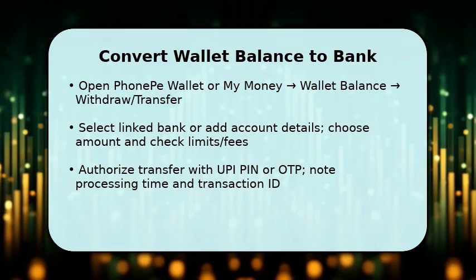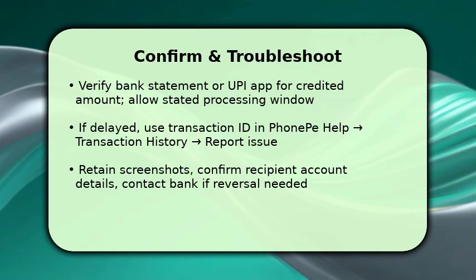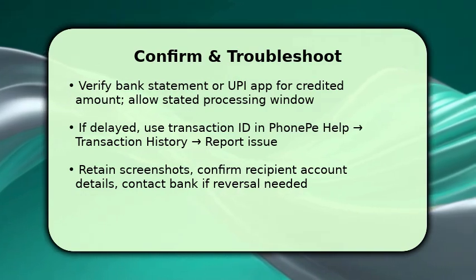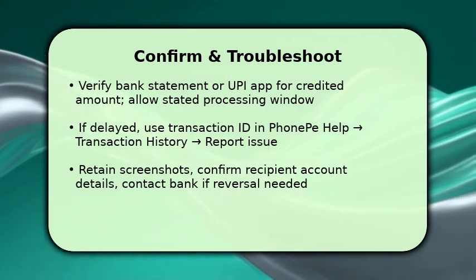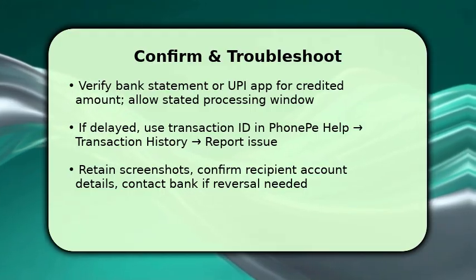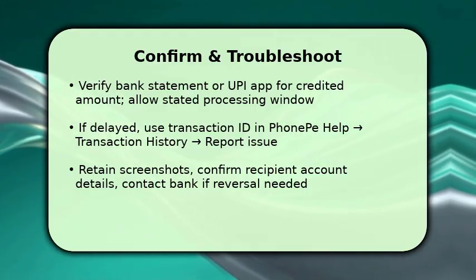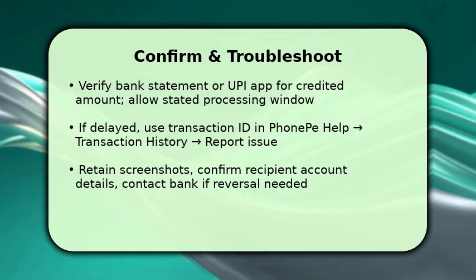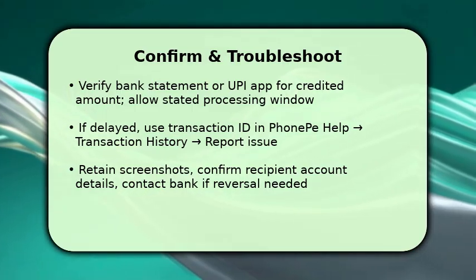Keep that for tracking. Finally, confirm completion by checking your bank statement or UPI app for the credited amount. If the transfer shows pending, wait the stated processing window and refresh transaction history. Phonepe provides a transaction ID you can use to trace it.